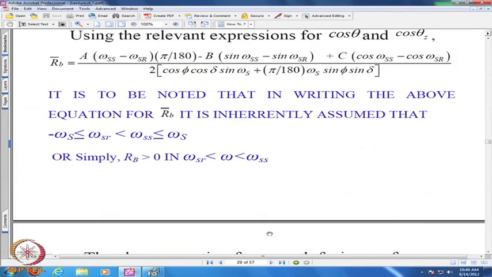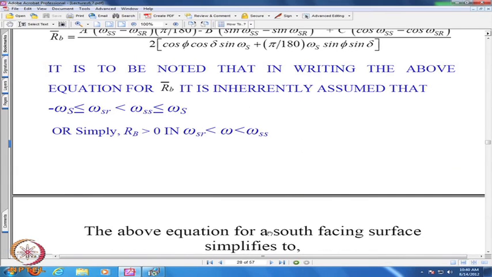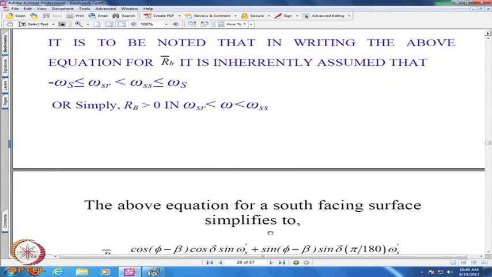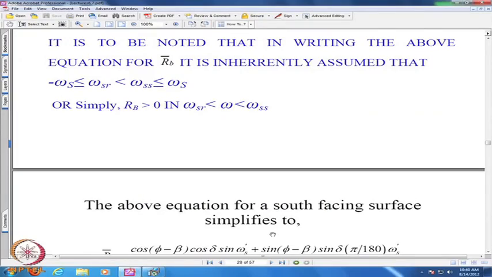We will definitely discuss a lot more when we are evaluating omega s r and omega s s. To be simple-minded, you assume omega s r is close to the sunrise. Suppose you are having an east facing surface, that omega s r will be closer to minus omega s, and if it is slightly towards west, that will be a little less than minus omega s magnitude-wise, and hence for these deviations it seems to be perfectly logical.